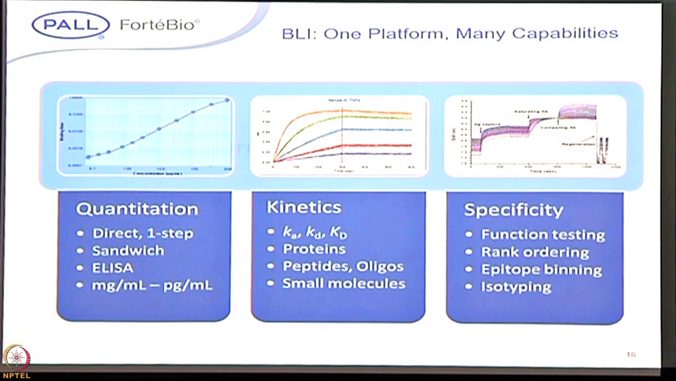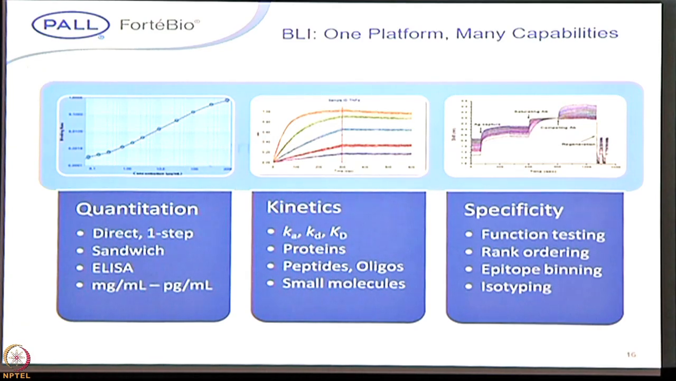So what exact information can you get from this? As I mentioned, based on the shift, you can determine the concentrations. You can do the direct one-step binding, or a sandwich assay. If you want to convert an ELISA platform onto the instrument, you can convert it. Depending on the assay, you can determine micromolar concentrations, and you can go as low as nanogram or mg per ml to picogram per ml. So you can determine the quantitation, and the kinetics.